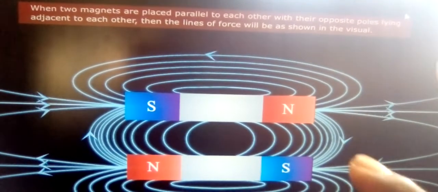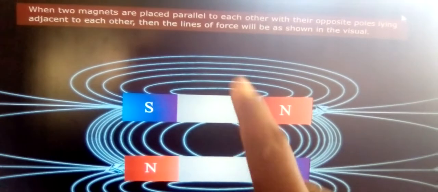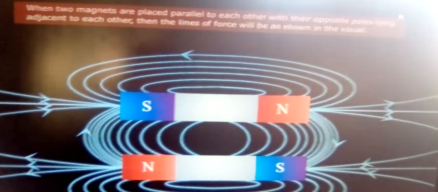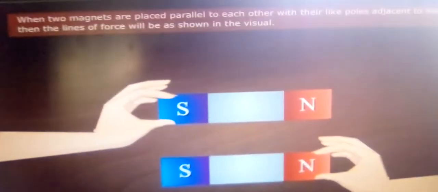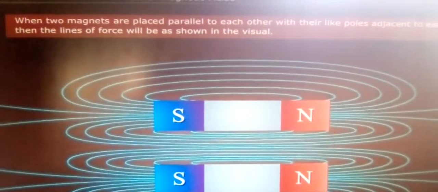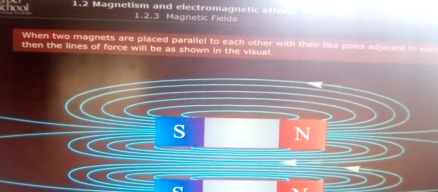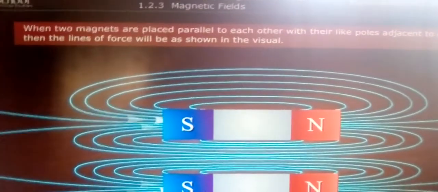When they are opposite polarity, they can link between two magnets. You can see they link between two magnets. When they are similar polarities, they can't link between the two magnets. These two magnets behave as if they are independent, because of repulsion between the fields.